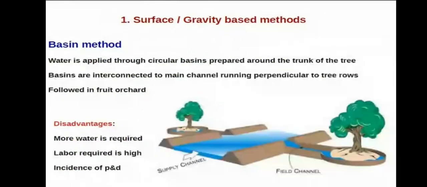Next, the basin method. Water is applied through circular basins prepared around the trunk of the tree. A circular basin is prepared around the trunk, and the canal, perpendicular to the trees, is connected to the basins of the trees. This is the surface method followed in fruit orchards. Disadvantages: more water is required, labor required is high, and incidence of pests and diseases is seen.